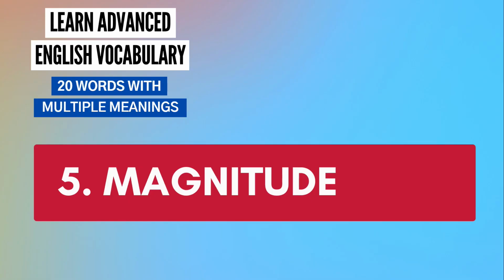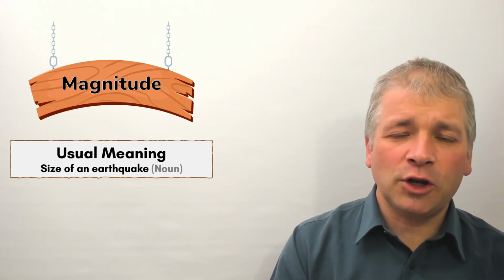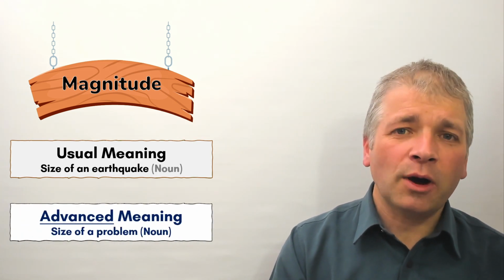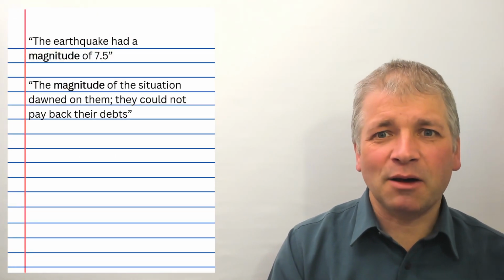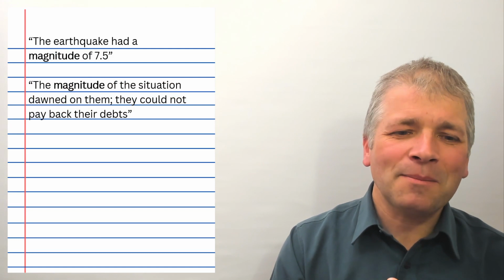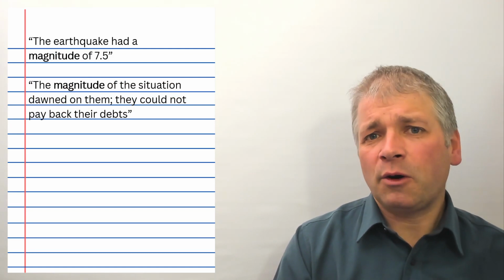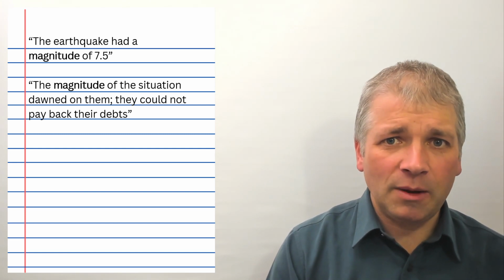Word 5 is magnitude. Magnitude usually is to do with the size of an earthquake, but it could also be the size of a problem too. Look at these examples. The earthquake had a magnitude of 7.5. So we have this number scale that we use to describe how serious an earthquake is, and magnitude is a word used to describe that.